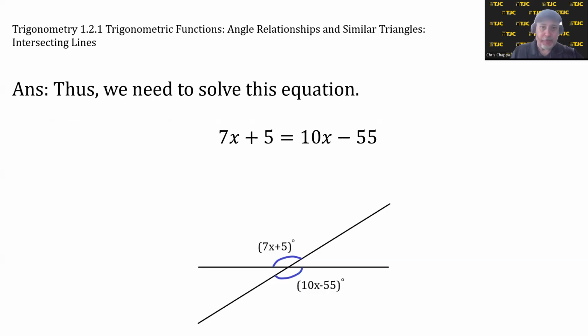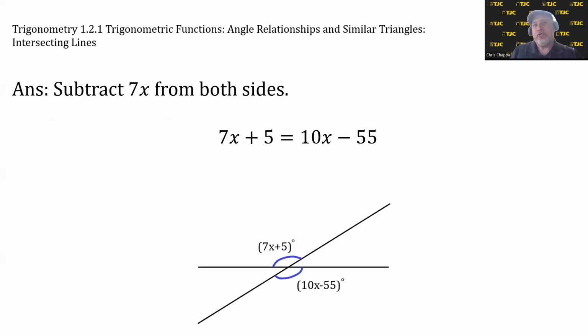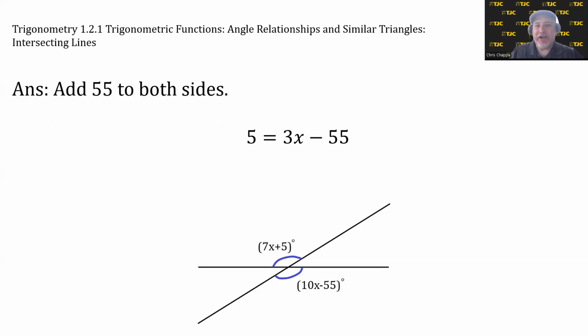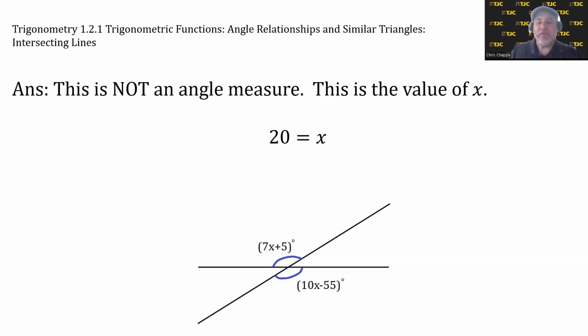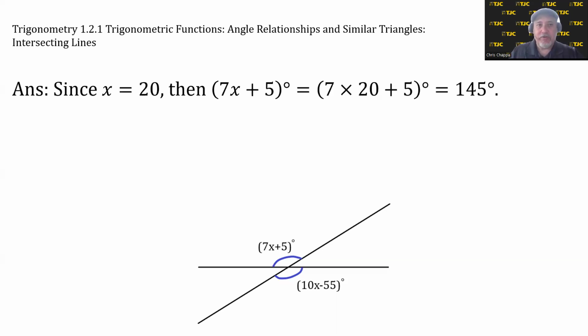This is just an algebra problem. We're going to start by subtracting 7x from both sides because there are too many x's. That would turn the 10x on the right into a 3x and make the 7x on the left disappear. Now we're going to get the x by itself. Add 55 to both sides. On the left, that'll leave 5 plus 55 is 60, and then divide both sides by 3 to get x equals 20. But be careful. This is not an angle measure. This is the value of x.